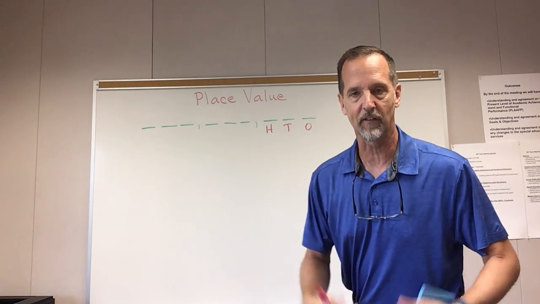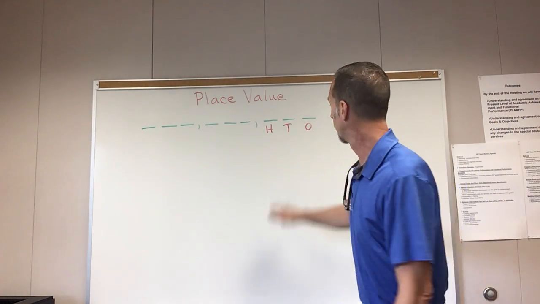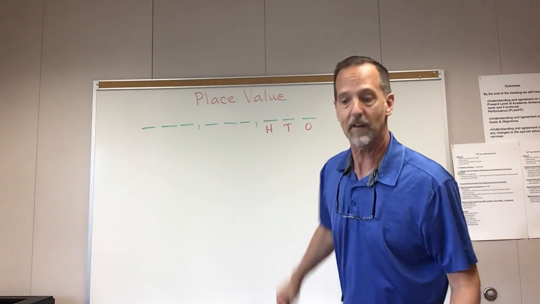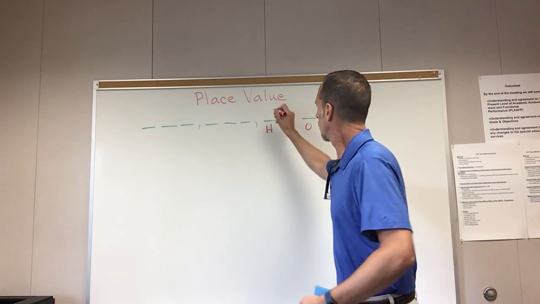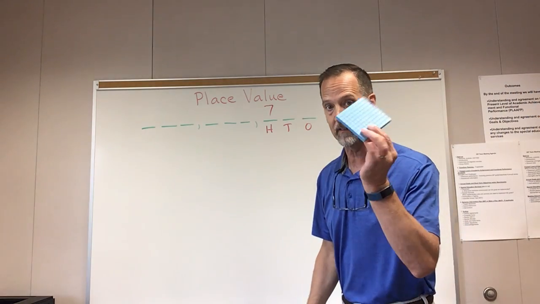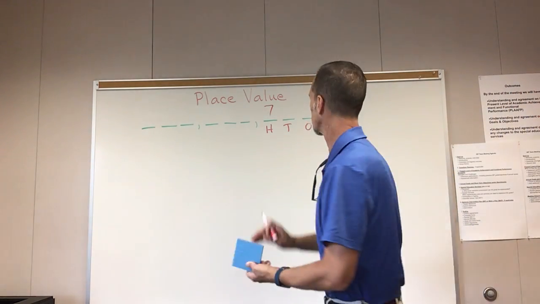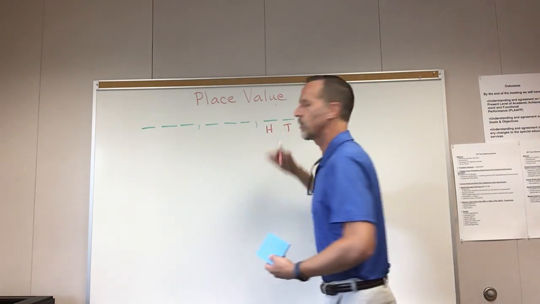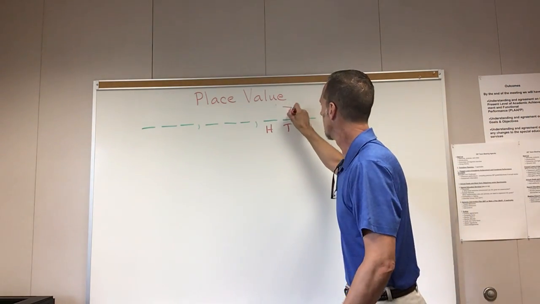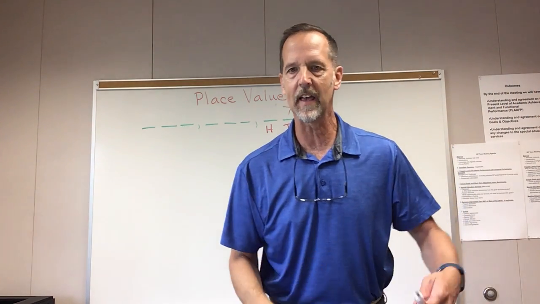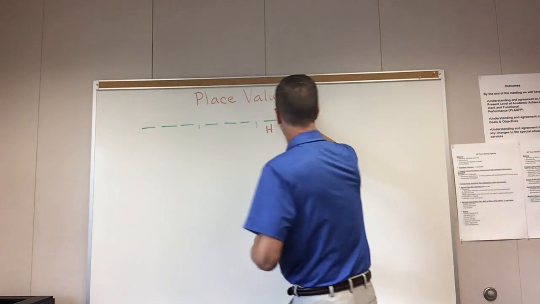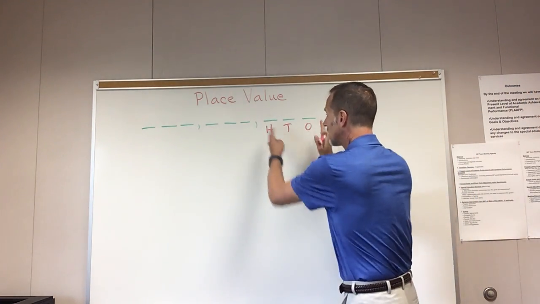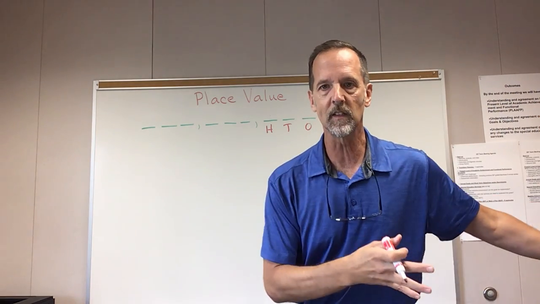If I have the number 7, if I have the digit 7, how much would it be if I put it here in the ones place? It would be 7. If you have 7 ones, you have 7. What if I put it here in the hundreds place? What's it going to be now? It's going to be 7 of these, so it's 700. How about if I put it here in the tens place? How much do you have if you have 7 in the tens place? We call that 70.